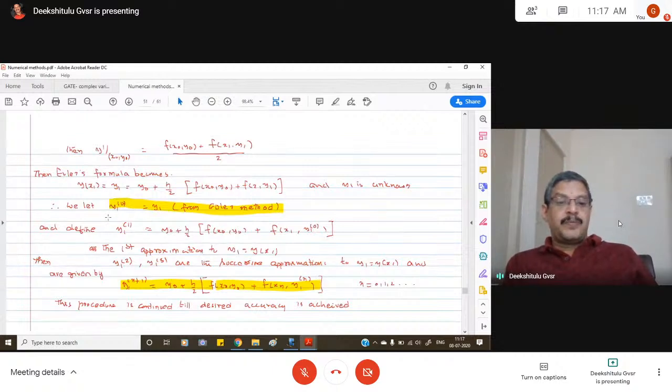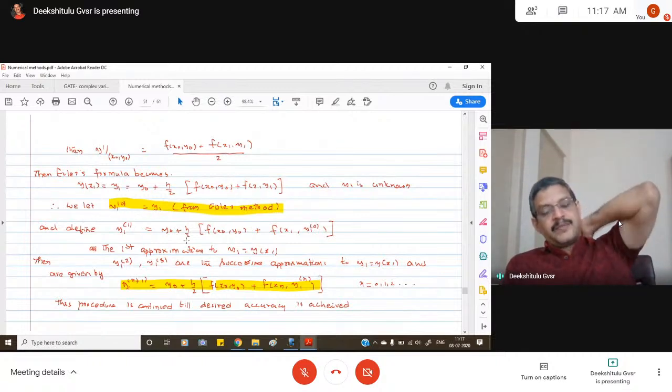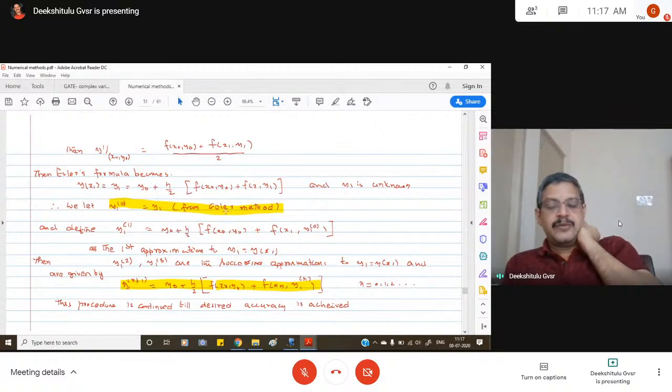The notation is very important. y10 is the initial approximation of y1. y1 means y at x1. So y11 means the first approximation to y1, y12 is the second approximation to y1, and y1n is the nth approximation to y1. So y11 becomes y0 plus h by 2 into f of x0 y0 plus f of x1 y10.